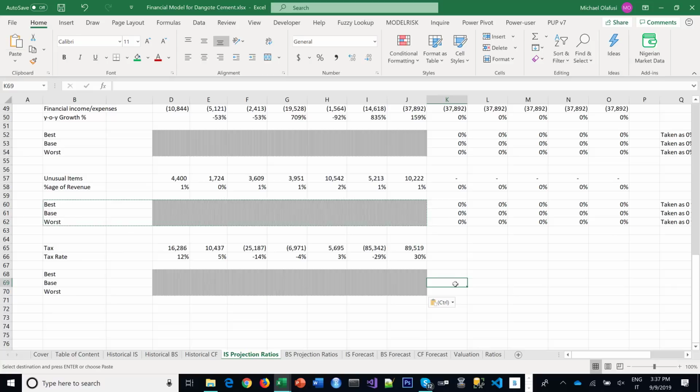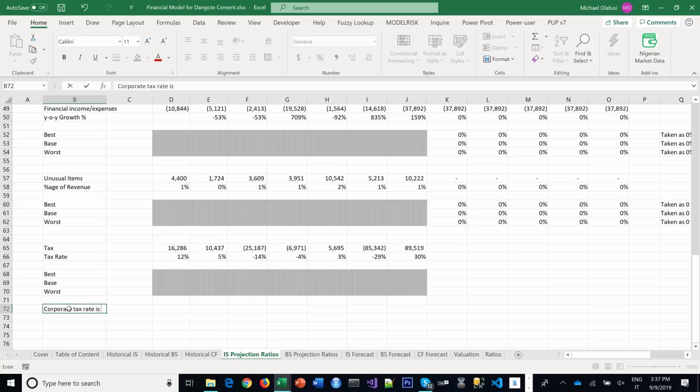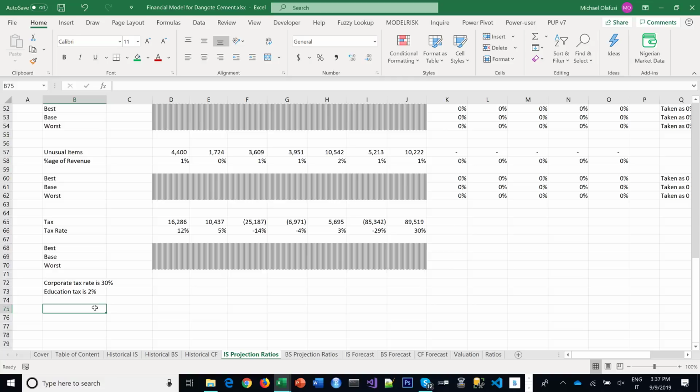So for Dangote Cement, they've been enjoying a lot of tax credit. In Nigeria, the statutory company income tax rate is 30%. And then there's also a compulsory education tax that you must pay, which is 2%. So typically, if there are no timing differences, you'll have an effective tax rate of 32% on your earnings before tax.